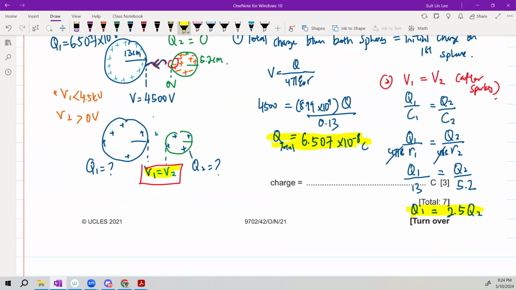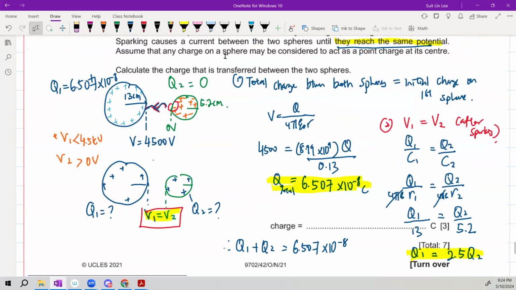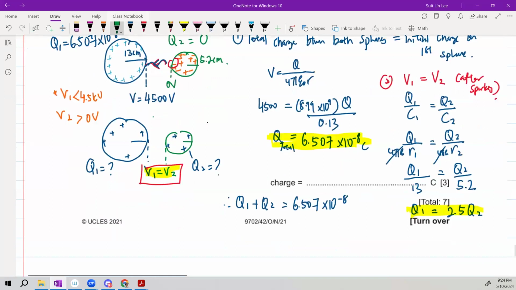Can I find Q1 or Q2? Can. So hence, Q1 plus Q2 is 6.507 times 10 to the power negative 8. You see, it says here that I want to find the charge that is transferred. So in order to find the charge that is transferred, I either find Q2 or I find the total charge minus Q1. Because Q1 has all the charge, okay, transferred between the two spheres. Anyway, let's calculate first.